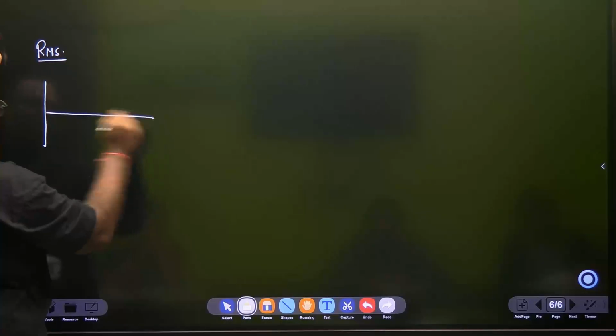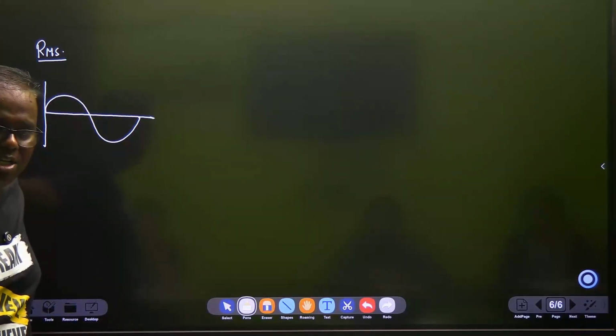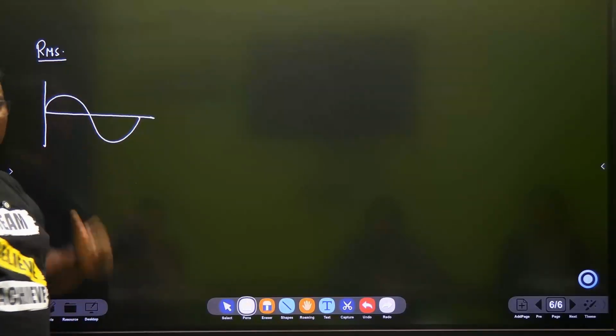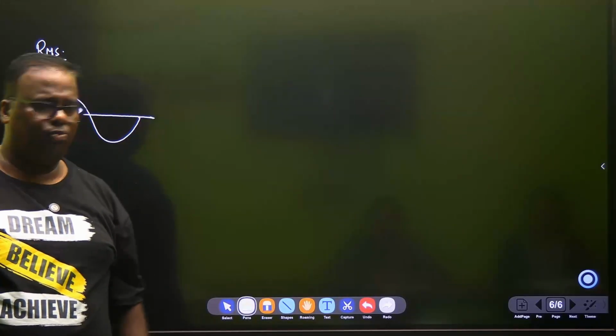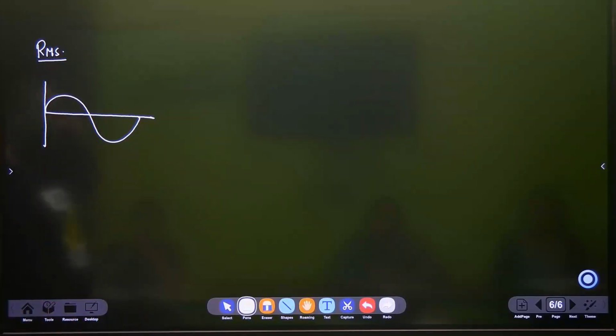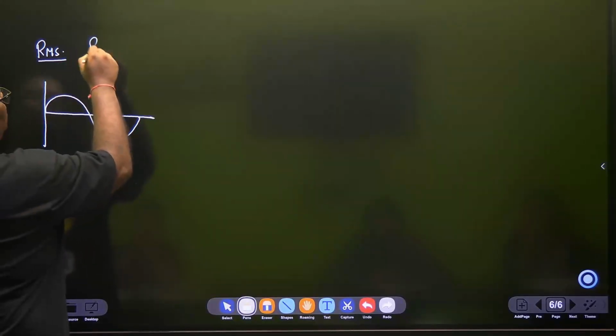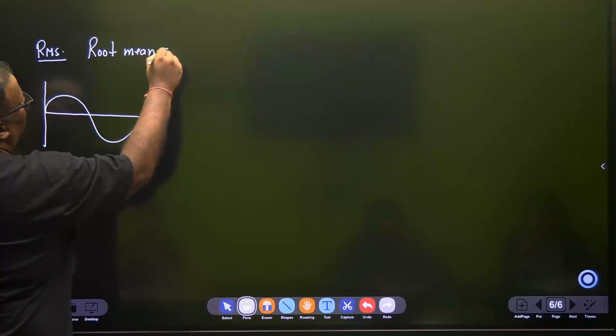RMS is a very interesting statistical approach. You try to do an average over half cycle, but now I need the data for the full cycle. But sir, for the full cycle, if you do the average, you will land up with 0. So what I do, as in standard deviation, is this. This is known as root mean square.